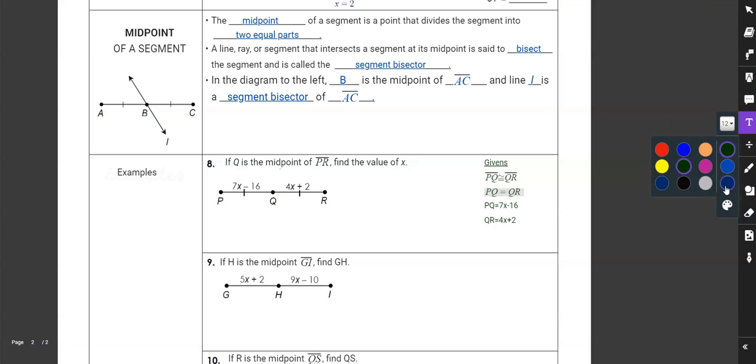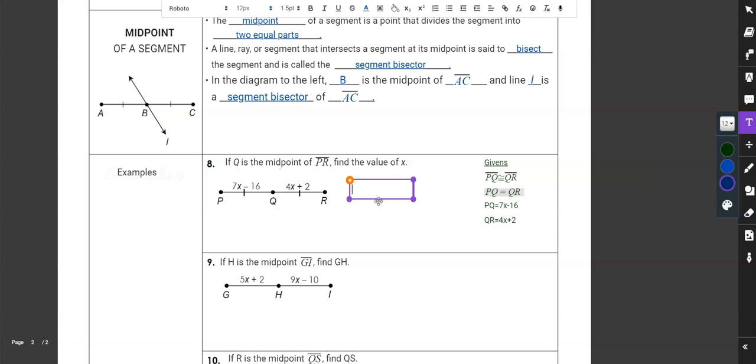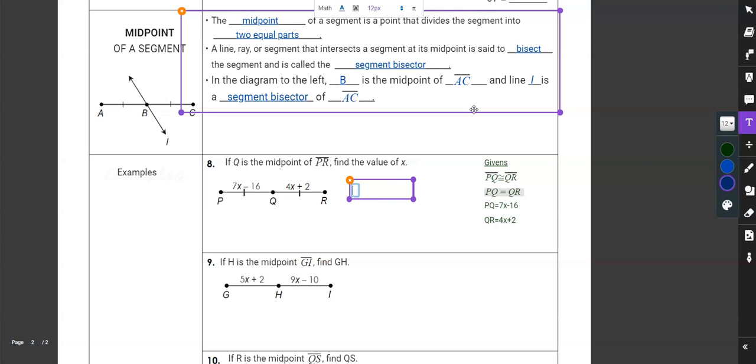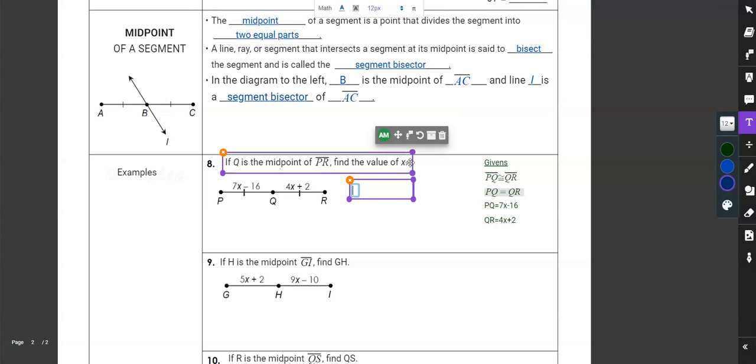So we're going to go ahead and do the math there. It wants us to find the value of x. So we're going to say that PQ, which is 7x minus 16, is going to be equal to 4x plus 2.